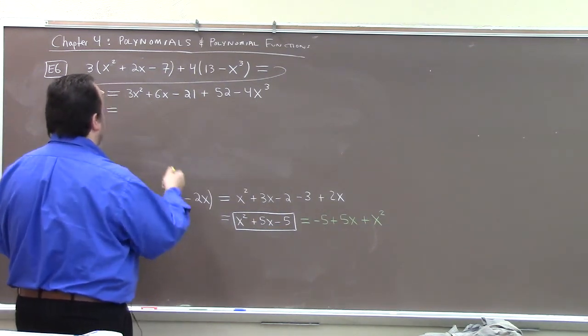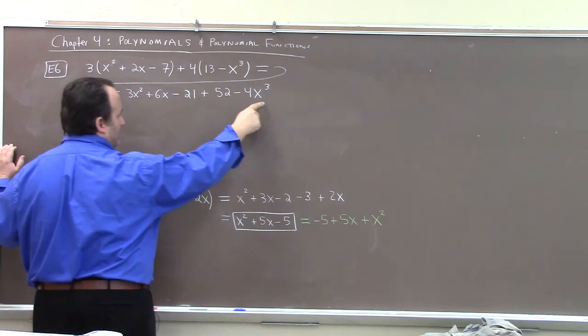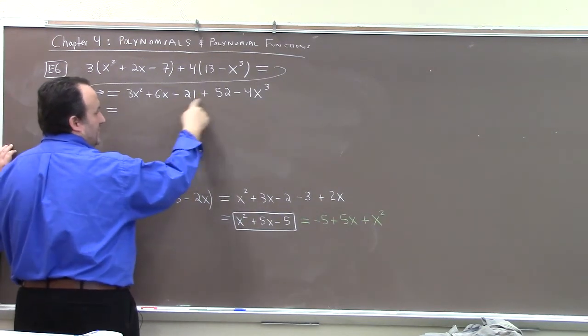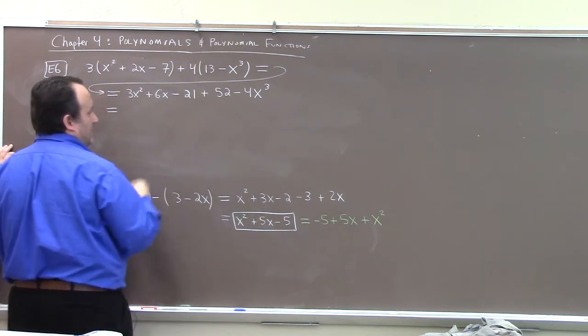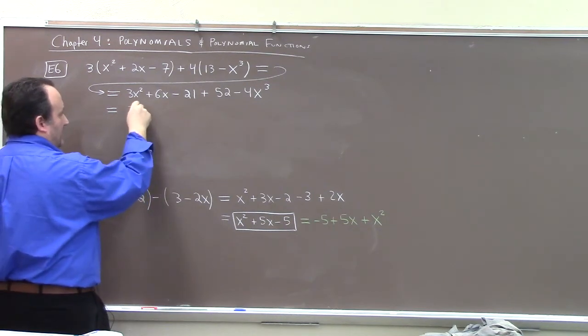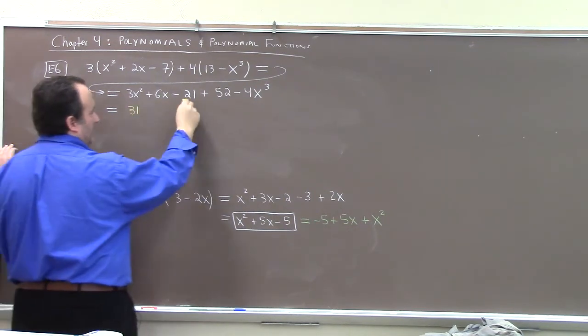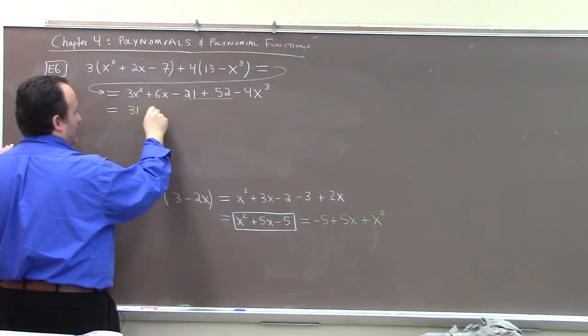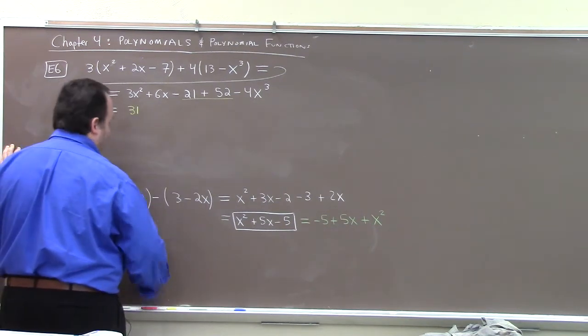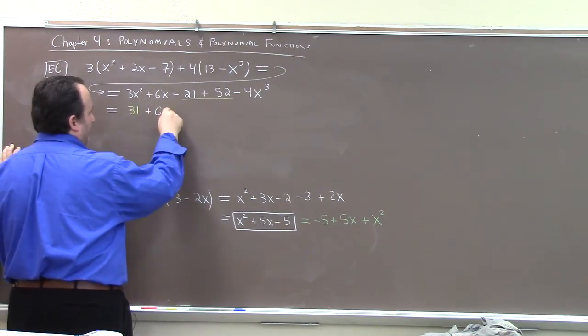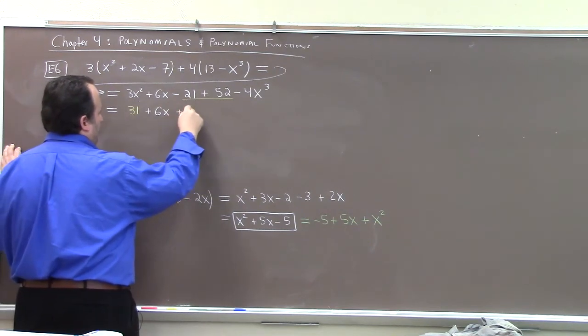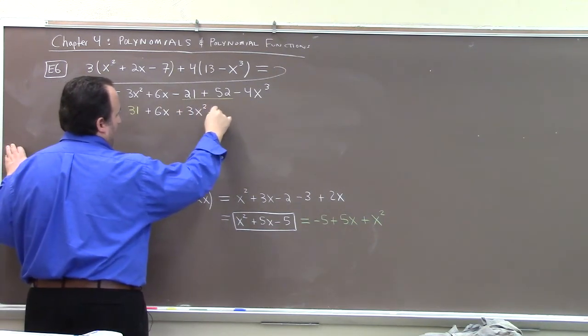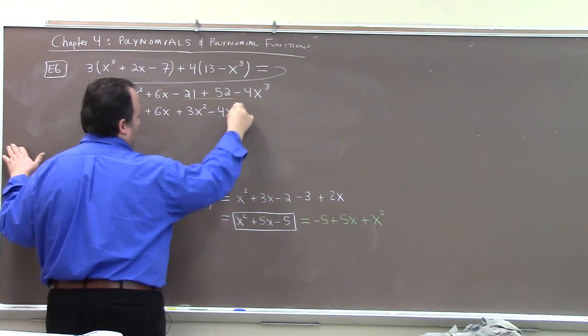Is there any other x? Well, I'll start with the constant. What is 52 minus 21? Okay, so we got 31 from these two, plus 6x, plus 3x squared, minus 4x cubed. There you go.